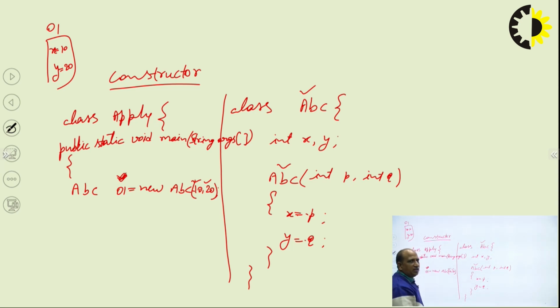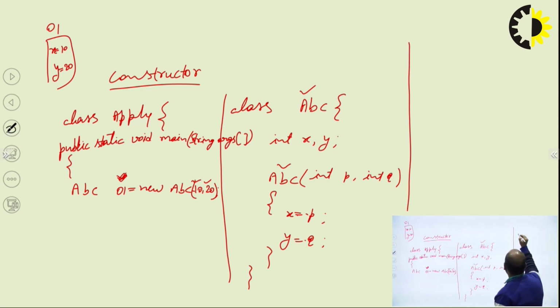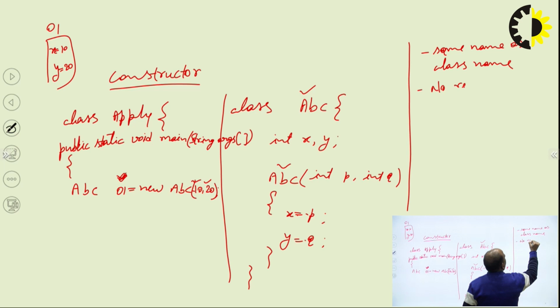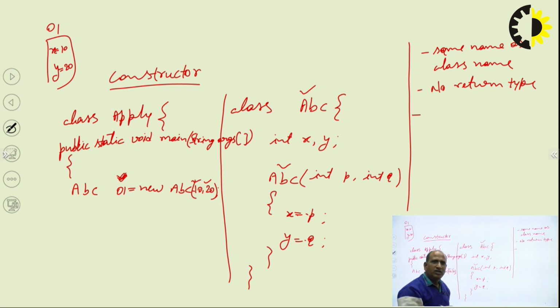This way we can create a constructor. The main concept that you have to remember is that the constructor has the same name as the class name, has no return type, not even void, and its functionality is to initialize the class variables at the time of creation of the object.